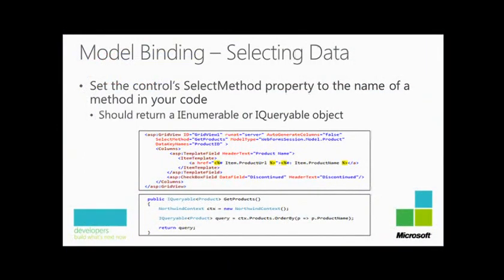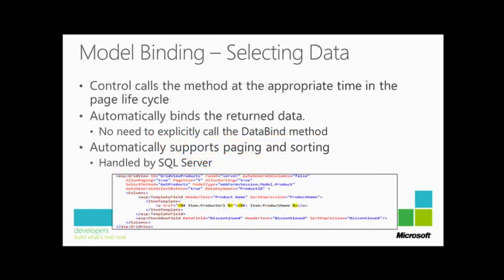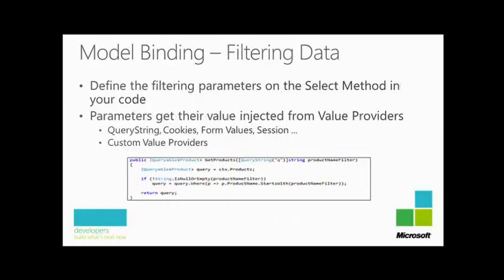So basically what I did, you could say, was define the model type on the grid. Then I used the strongly typed ItemType and BindItem to express my data binding. I had to write a method here called GetProducts that returns either an IEnumerable or IQueryable object. And then it basically just worked.